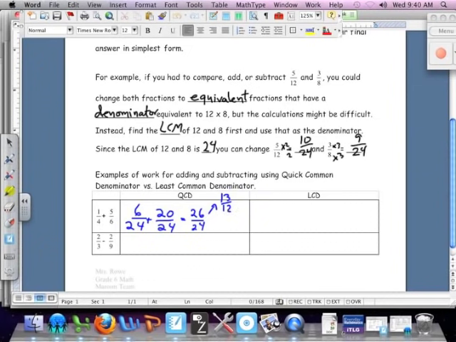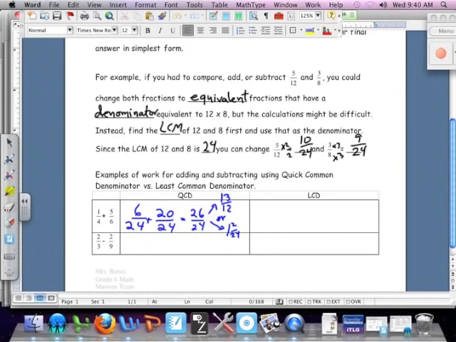Or we can make it proper first. You wouldn't do both. You would do one or the other. That's supposed to say "or." If I made it proper first, I'd do 1 and 2/24. See, neither of these is a final answer, but it's a step towards getting a final answer.